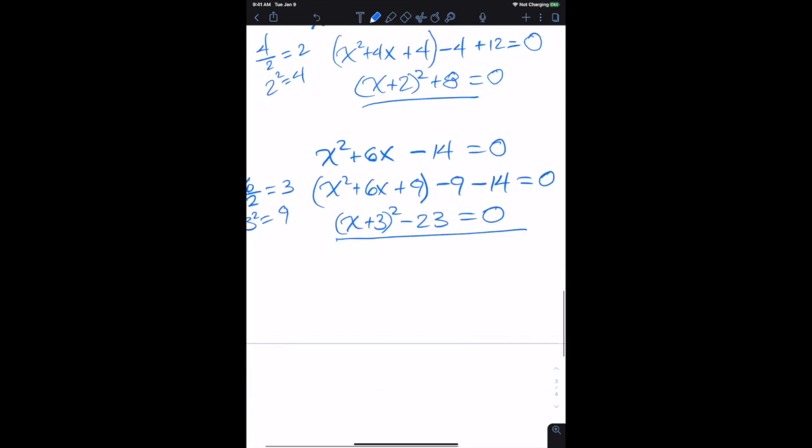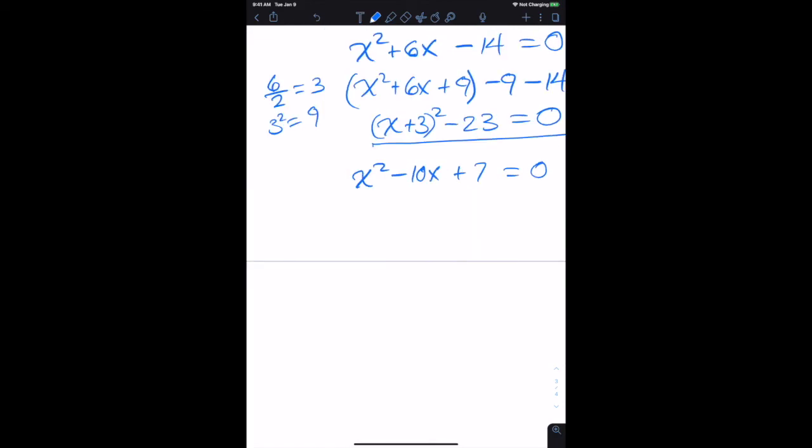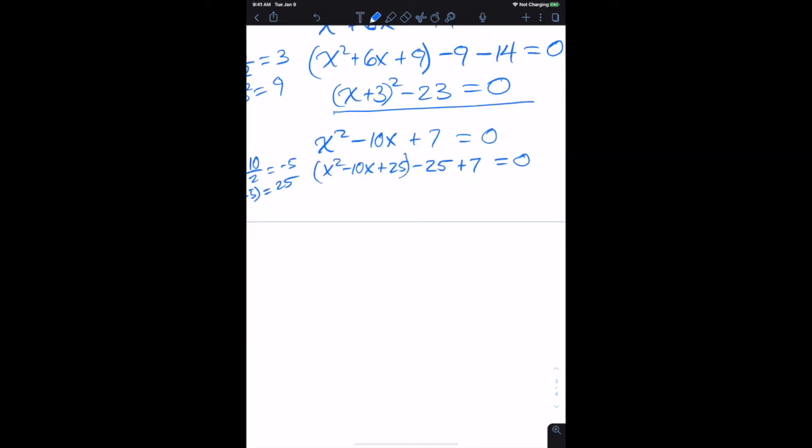Let's do one that's going to give us a negative. x squared minus 10x plus 7 is equal to 0. All right, take that second coefficient, divide it by 2, square that, and add it. But subtract it because we're going to unchange what we just changed. So this now is our completed square, and there we have a completed square expression.